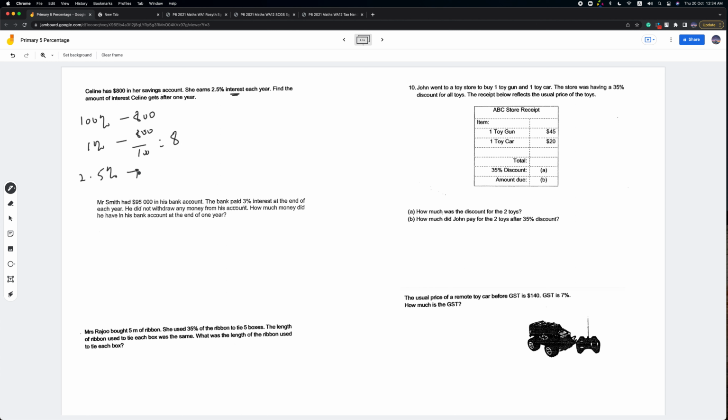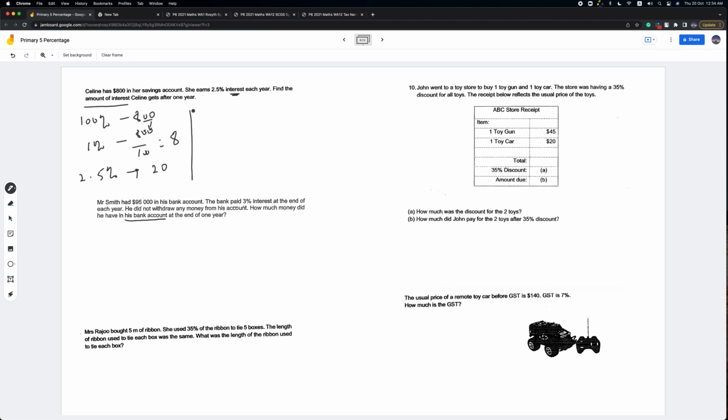Nothing wrong with this method at all if you are comfortable. And just make sure you remember what I said. This number, transfer it down straight away. So 2.5% is 20, and be careful what they ask you to find. Here they ask you to find the amount of interest only, not the total. If you look at the second question here, you will see it's an interest question, but the question will ask how much did he have in his bank, not just the interest.